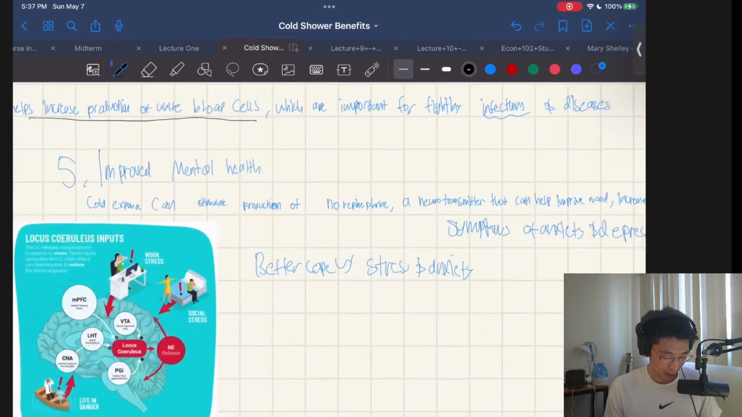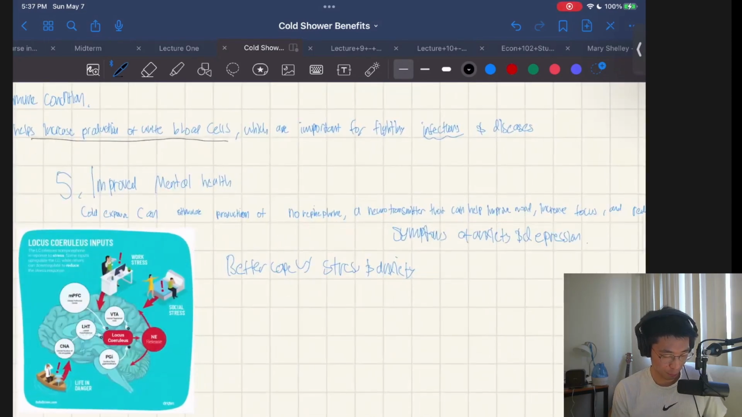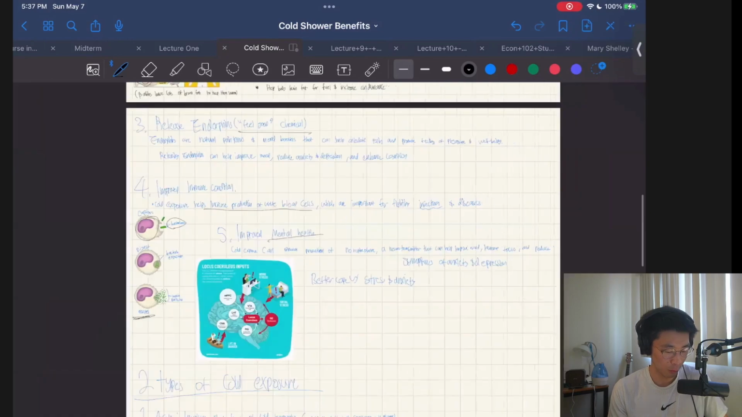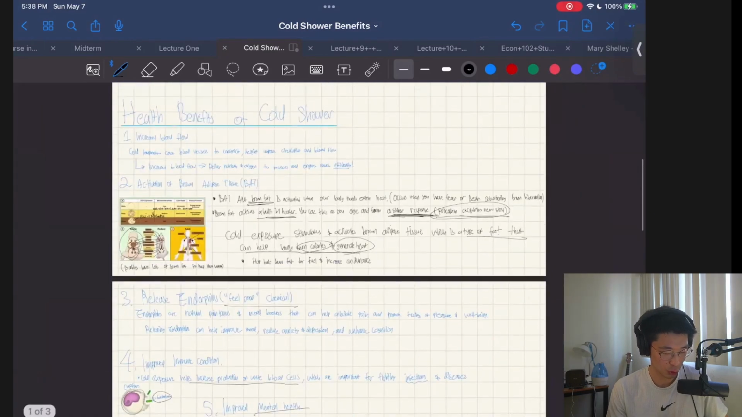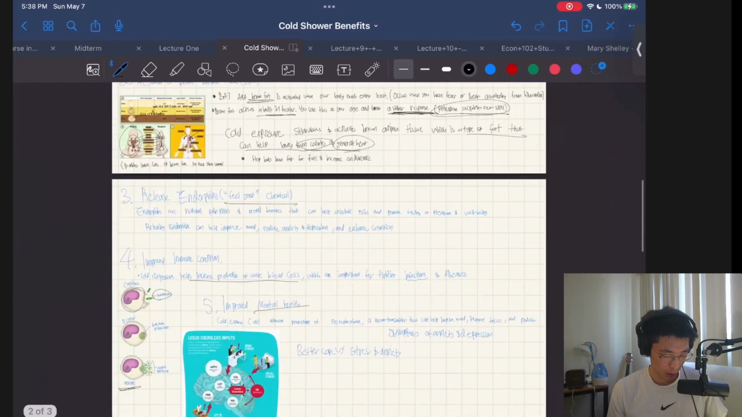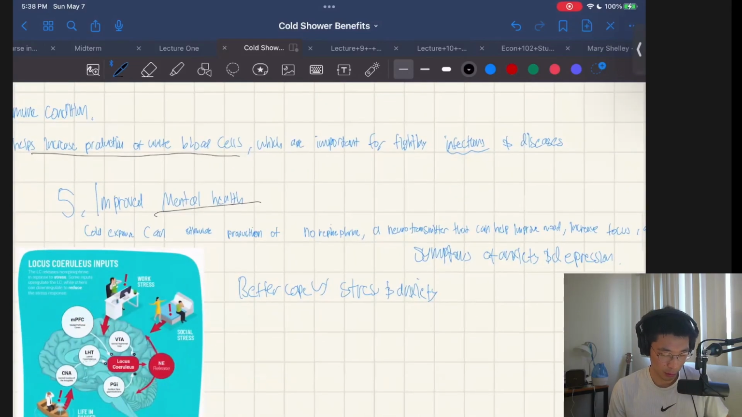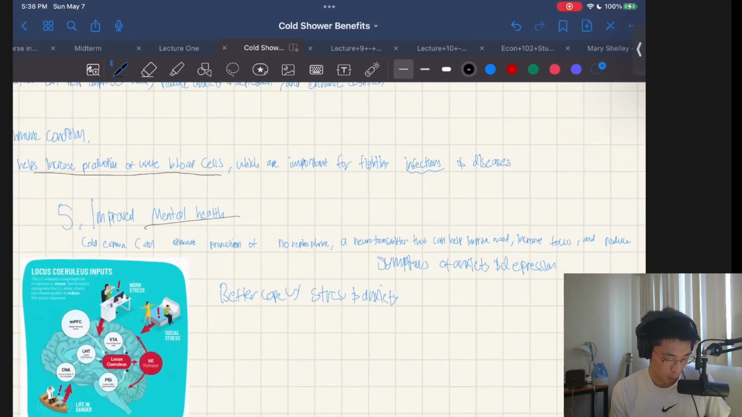And then another point we have here is improved mental health. And there's far more health benefits if you guys just want to really deep dive into cold therapy. But these were kind of the main points that I found, which is improved mental health.